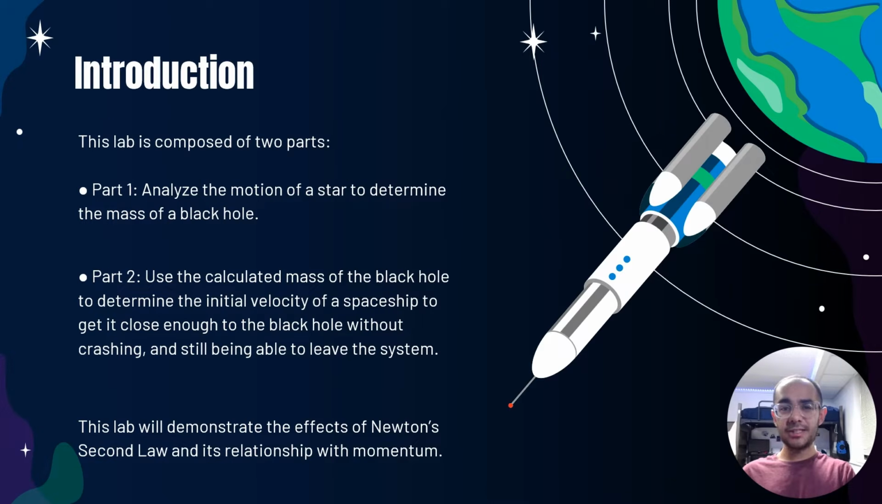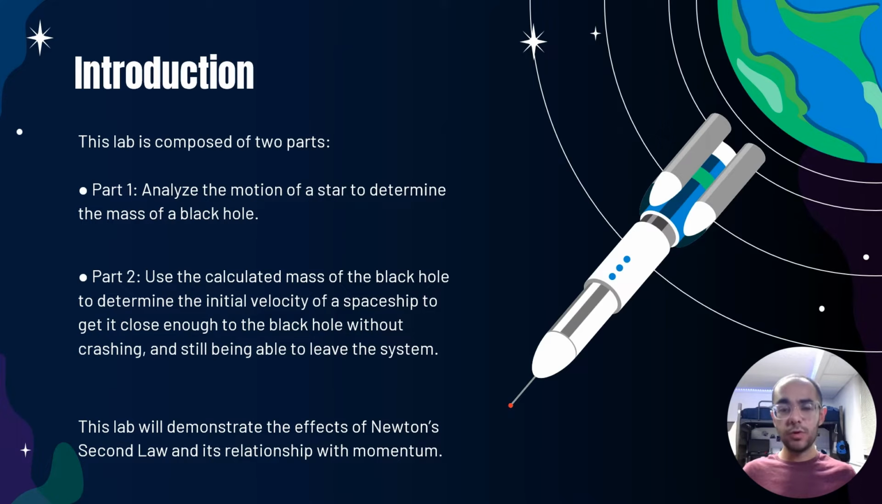So this lab is composed of two main parts. Part 1 is trying to figure out the mass of a black hole by analyzing a star's motion, and Part 2 is using that calculated mass of the black hole to figure out the initial velocity that a spacecraft must have to get close to a black hole and leave the system without crashing into the planet or the black hole. And hopefully this lab will demonstrate Newton's second law and its relationship with momentum.